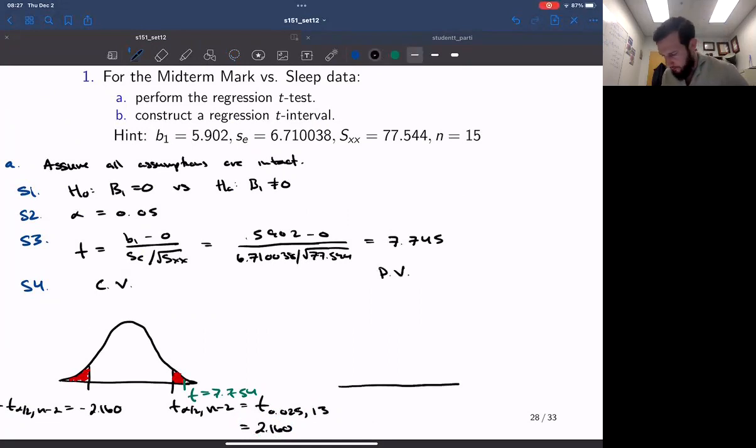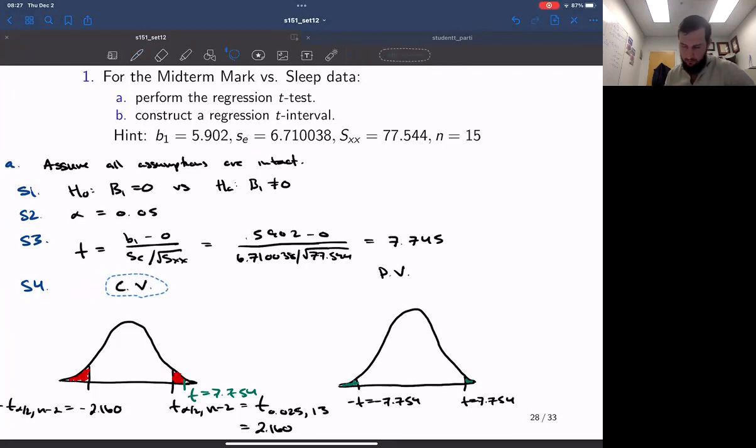Okay, if we take the p-value approach, we're going to have t equals 7.754 and negative t equals negative 7.754. So here we have our p-value. The same as with the assignments, it'll specify when to use which approach. If it tells you to use the p-value approach, you have to use the p-value approach. If it tells you to use the critical value approach, you have to use the critical value approach. If it doesn't specify which approach, you can choose. So that will remain the same as it was handled with the assignments.